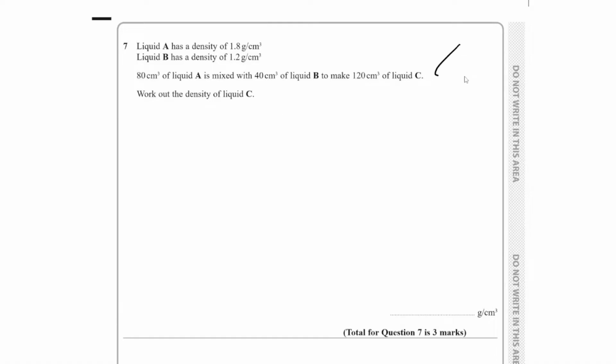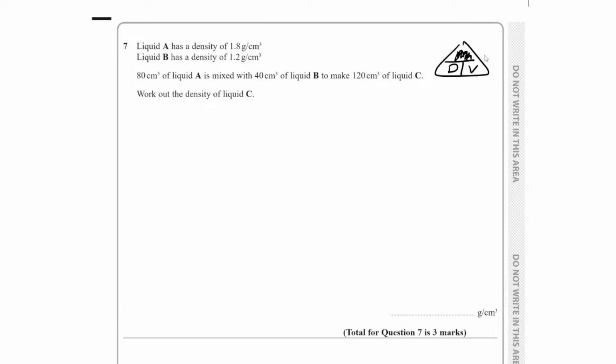So this is a formula you need to know. They won't give it to you. Density is mass over volume. I like to just use the formula triangle personally. Mass is the one that goes at the top. Now, because we're trying to work out the density of C, we would need the total mass of C and the total volume of C. Now, we currently do have the volume of C. The thing we don't have is the mass. So what I need to do is first of all work out the mass of A, the mass of B, and then add them. So that's what I'm going to do.